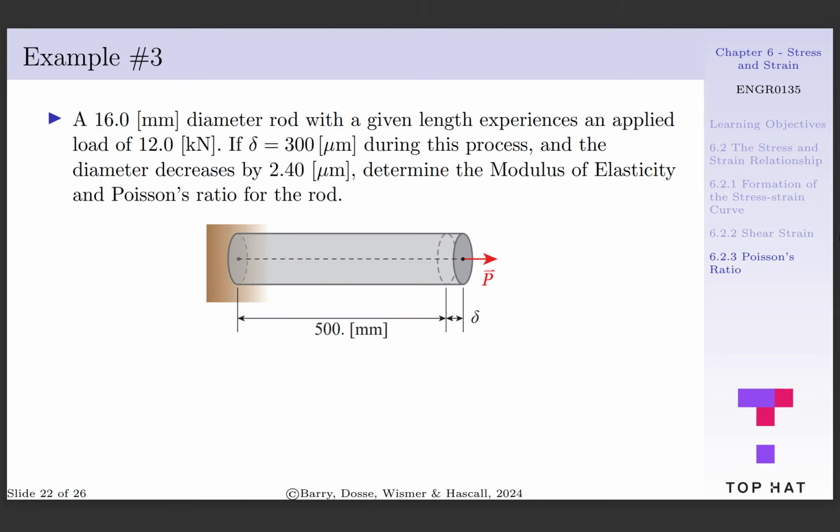For example, let's consider a rod with a 16 millimeter diameter and a length of 500 millimeters that experiences a load of 12 kilonewtons. Given the deformation in the axial direction is 300 micrometers and the diameter decreases by 2.4 micrometers, let's determine the modulus of elasticity and Poisson's ratio for this rod.